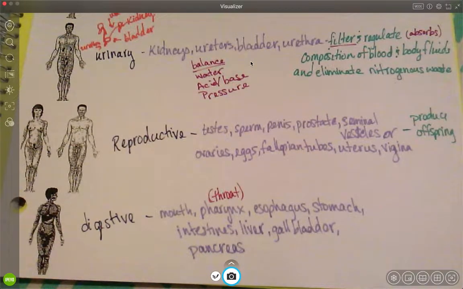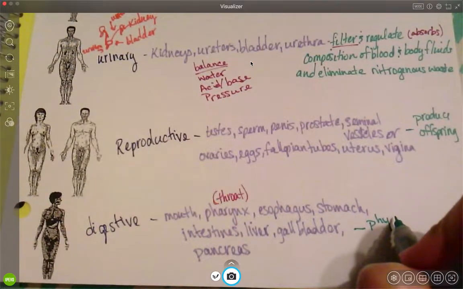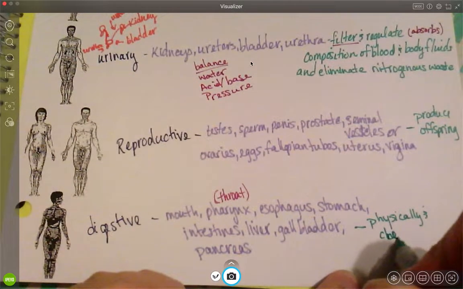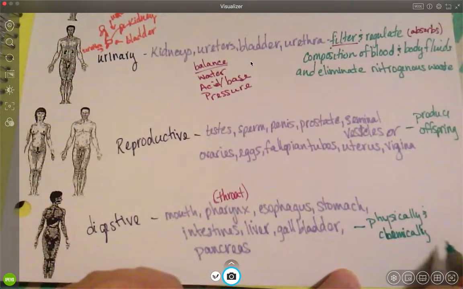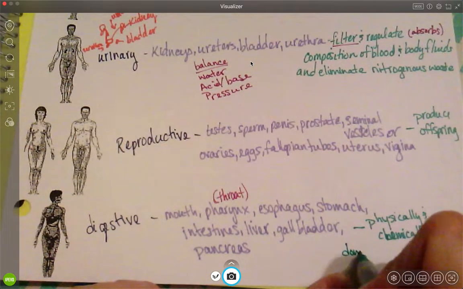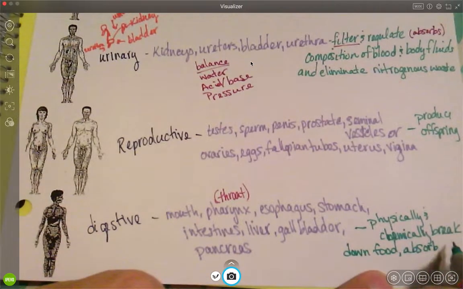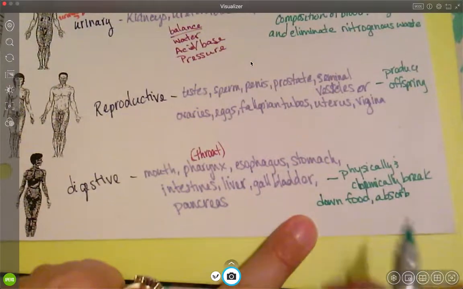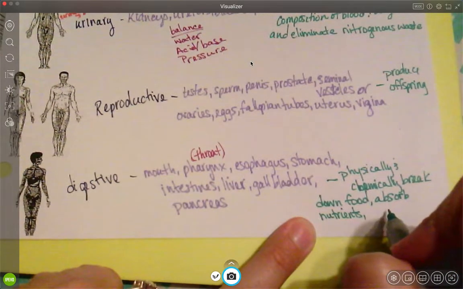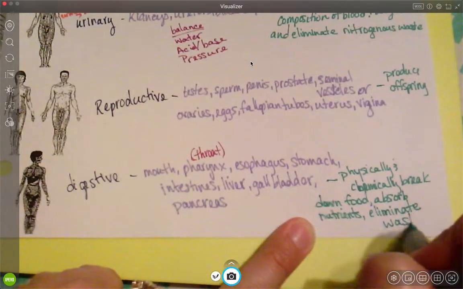Okay, so what is the function? The function is to physically and chemically break down the food, absorb nutrients, and eliminate waste.